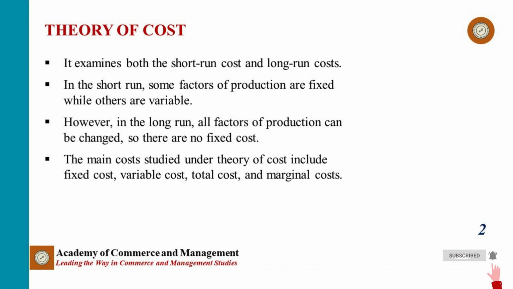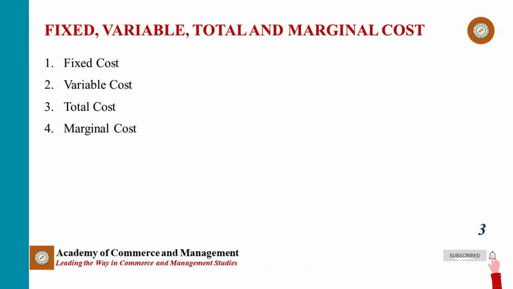The theory of cost seeks to explain the behavioral pattern of costs borne by a firm. It studies how costs change with the firm's output level. The main costs studied under theory of cost include fixed cost, variable cost, total cost, and marginal costs. Now, let us explain each of these costs separately.